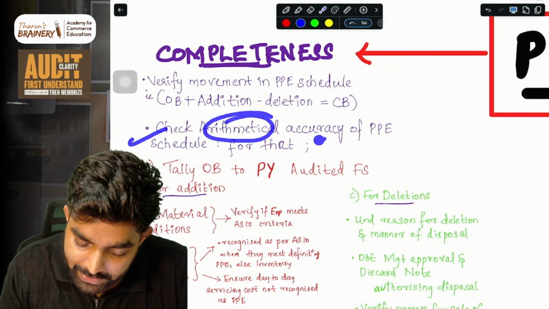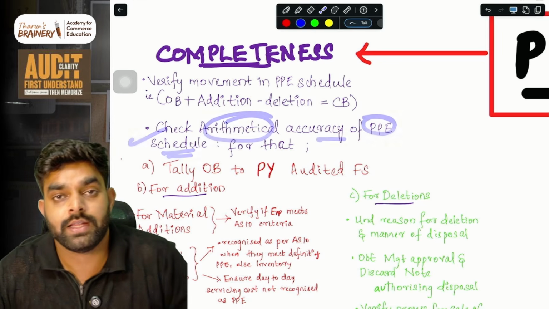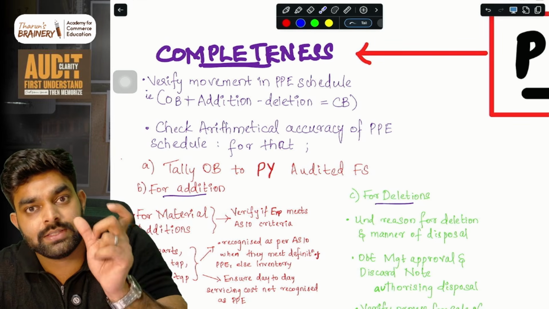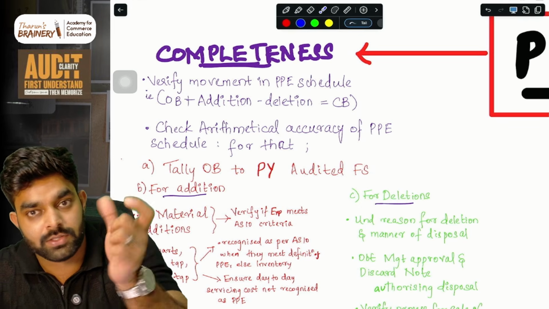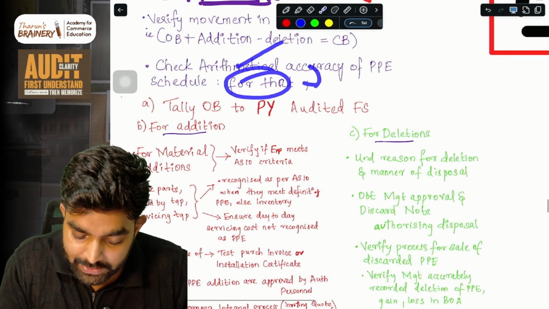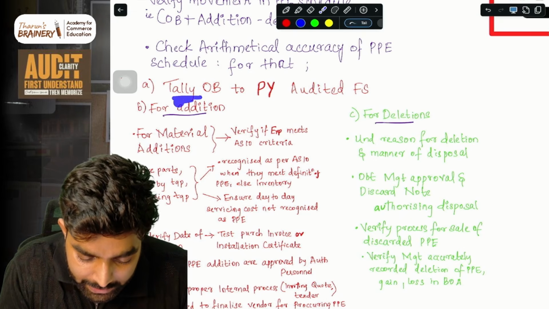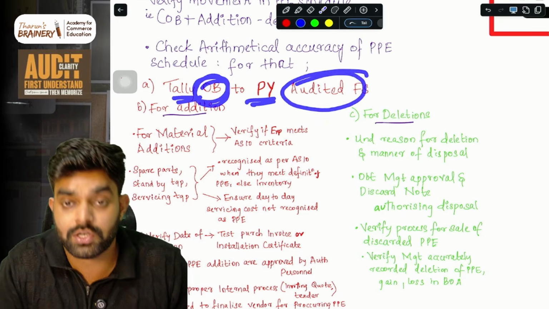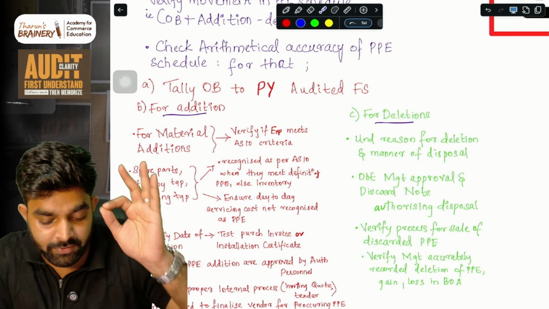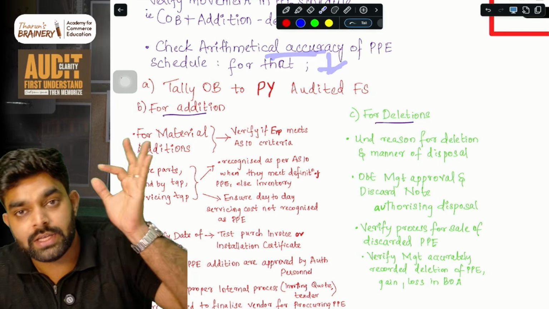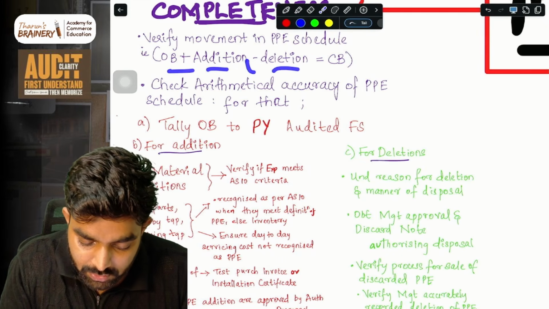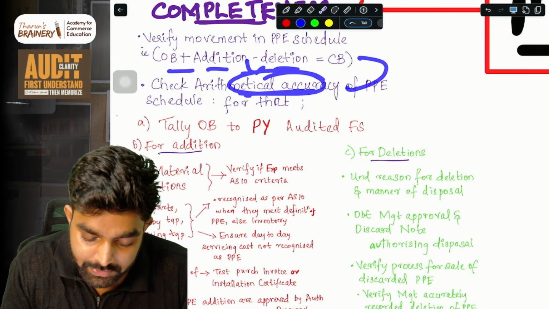Then check the arithmetical accuracy of the PPE schedule. Check whether all the calculations, such as the depreciation calculation at a rate of 15%, are correct. For checking this arithmetical accuracy, first you have to tally the opening balance to the previous year's closing balance. Last year's closing balance of PPE, make sure of that first, because here, as I said, it is opening plus addition minus deletion. So you are checking the arithmetical accuracy of that PPE schedule.